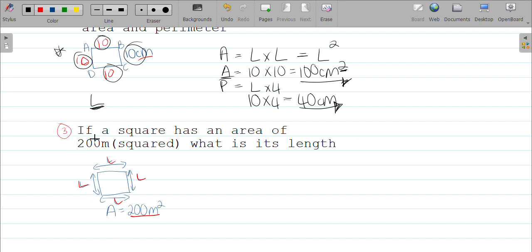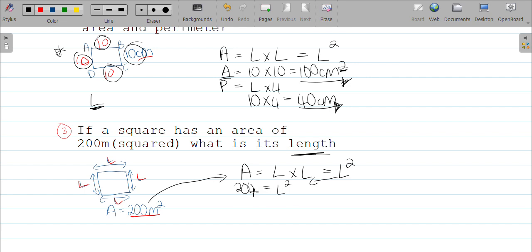This question is, if a square has an area of 200 meters squared, what is its length? This is interesting. Remember, squares only have lengths. So let's put our formula of area down. Area equals length times length, or it can be length squared. Remember that. Now we can substitute our area value, which was 200. So 200 is going to equal our length squared, and we don't know what our length is.